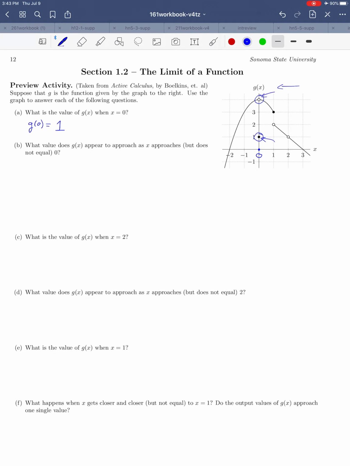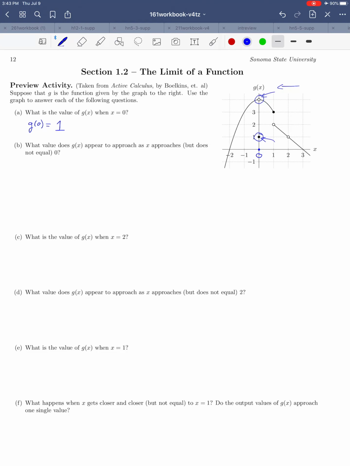The open dot over here, you can think of that as explicitly having been taken away from the graph. So that is a missing value right there. We don't want that to be part of the graph. So this is what's happening at x equals 0.